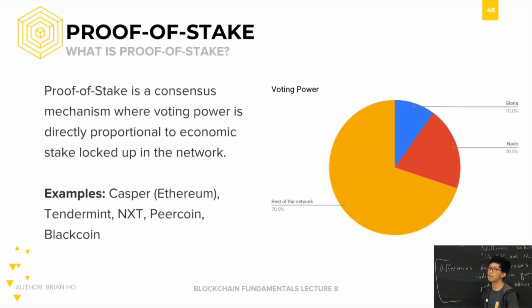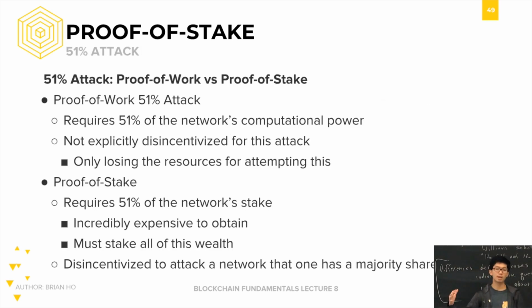And so just as a quick review, proof of stake is the consensus protocol where we use your economic stake in the network to determine how much voting power you have. At a very high level, that's what it is. So it's just a quick definition. And so what a 51% attack looks like in both of these networks is, in proof of work, you have to have over 51% of the network's computational power.